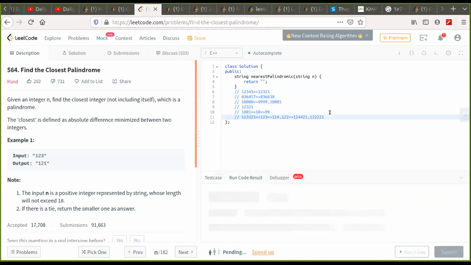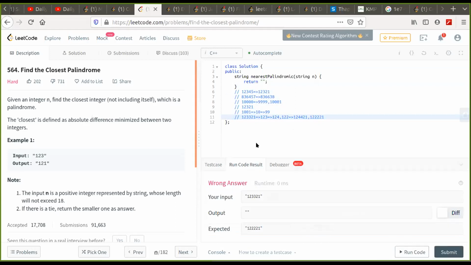1 2 3 9 7. What is there on the chat? Puneet has given the question about 1 2 3 9 7. I think its answer should be 1 2 3 2 1. Yeah, that's pretty straightforward. It's 1 2 3 2 1.